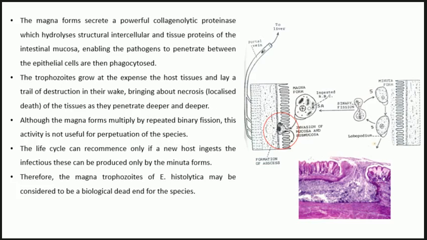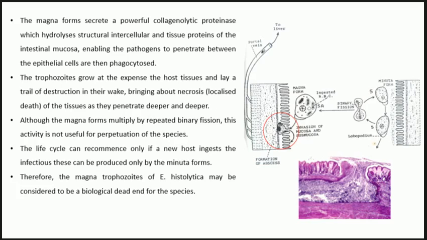Invasion and establishment of the magna forms in the intestinal mucosa is achieved under suitable environmental conditions. Parasites make an intimate transient cytolytic contact with several host tissues in the area where the intestinal mucus appears depleted, and the host cells round up and are rapidly ingested.